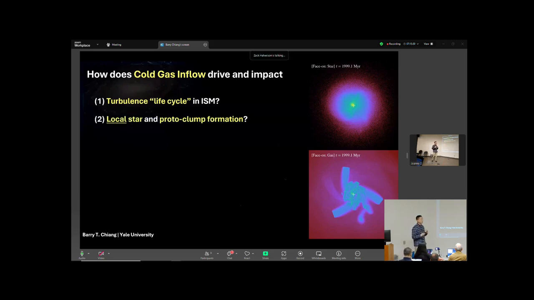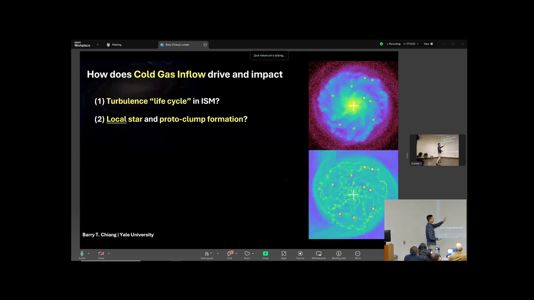Secondly, we want to understand how these streams drive local star formation and protoclump formation. So protoclumps are these compressed, turbulence-supported high density cold gas structures, and they are the future forming sites for star clusters. So just to illustrate, here is one of the snapshots from the simulation.